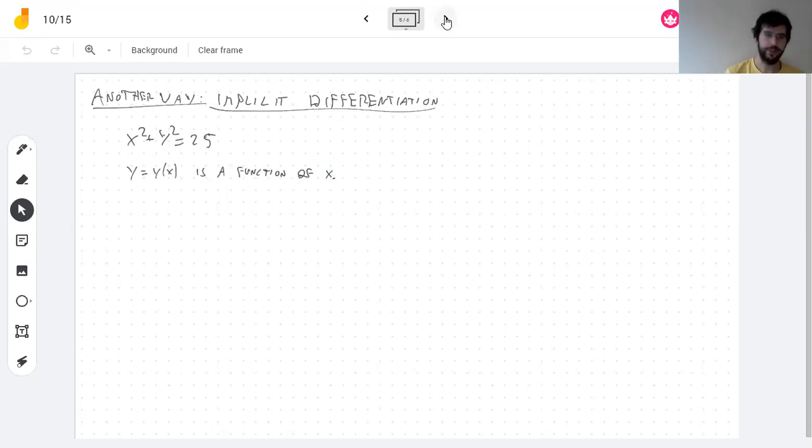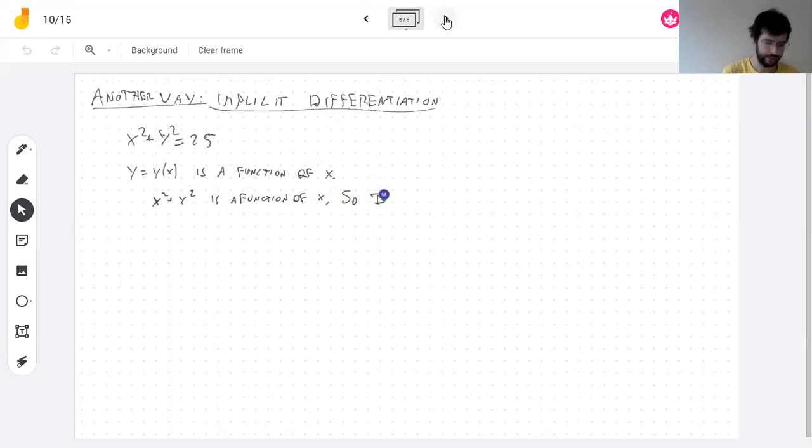And if y is a function of x, that means that in theory, even though I'm not going to do it, if you gave me an x, I could give you a y. So that would make it a function. And if you gave me an x, I could give you a y, square it, and add x squared. So everything on this side is a function of x.